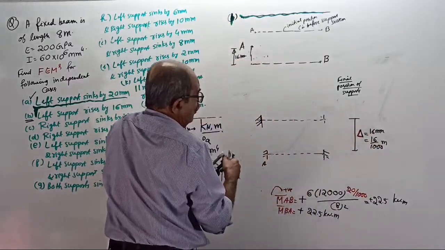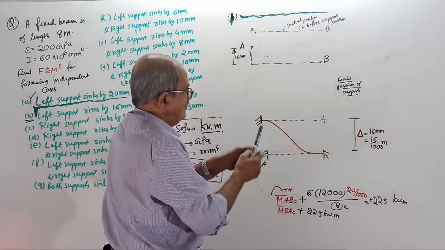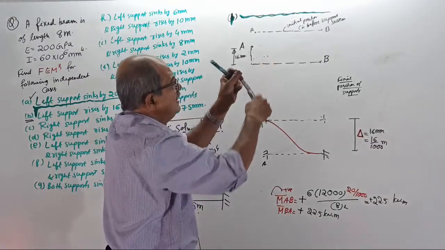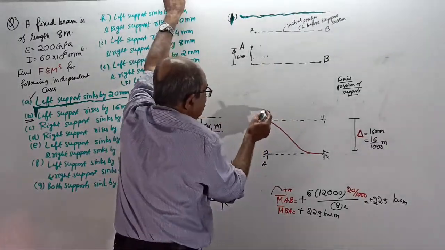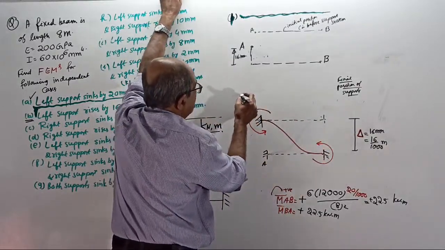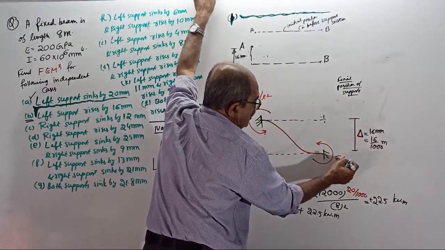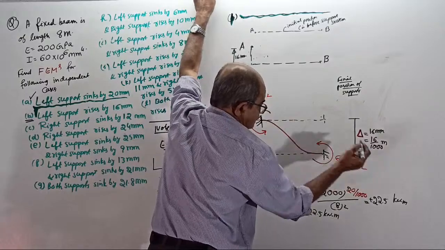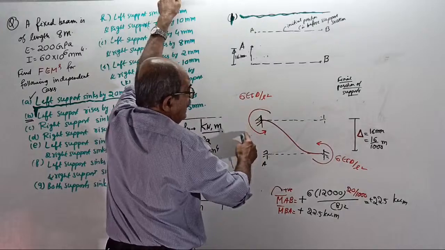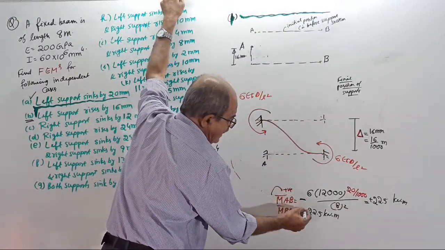Now elastic curve will come like this. See, this way. Now moments are this way. Anti-clockwise here and here also anti-clockwise. Formula once again, 6EI delta by L square. This also 6EI delta by L square. Okay, now clockwise positive, your M bar AB, M bar BA, both are anti-clockwise, minus, minus.